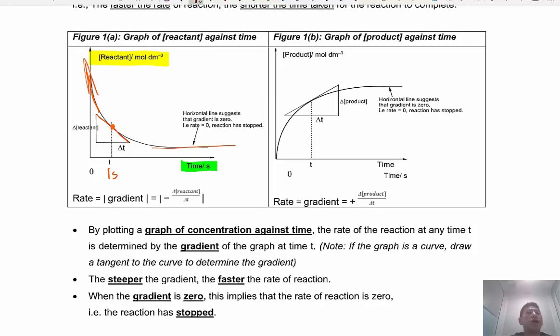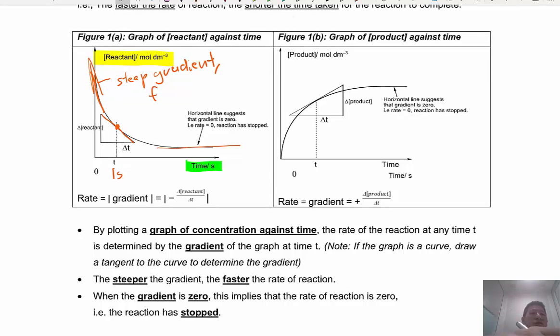At the beginning, the rate is very high, very steep gradient. In this example, at least. Steep gradient, very fast rate. Over here, gradient is 0. Rate is 0. So you can see the rate may not always be constant throughout a reaction. And I hope you will remember this, because this is very important when we study kinetics.